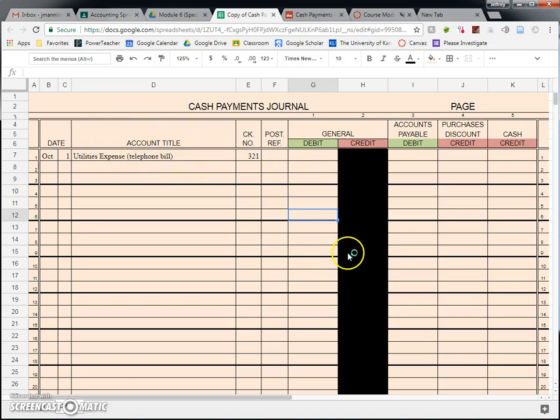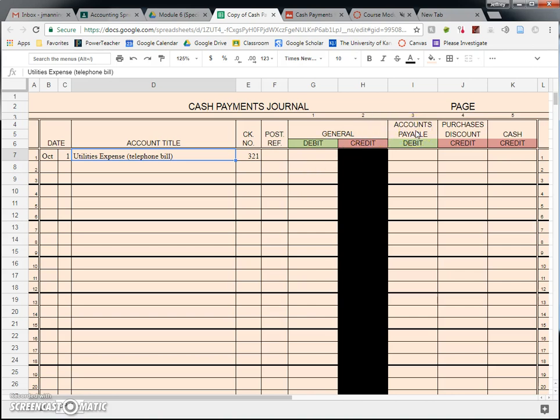So let's just go ahead and black it out. All right, so speaking of the general debit and accounts payable debit, the general debit is for any accounts that we already have an account for. So like the utilities expense or the telephone bill. If it is a specific business that we are paying back, then that's going to be accounts payable.